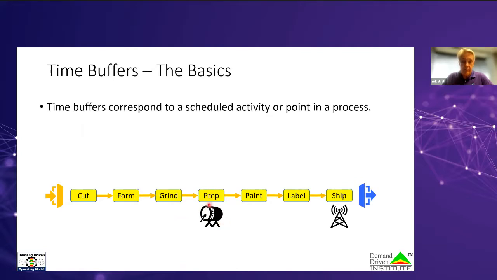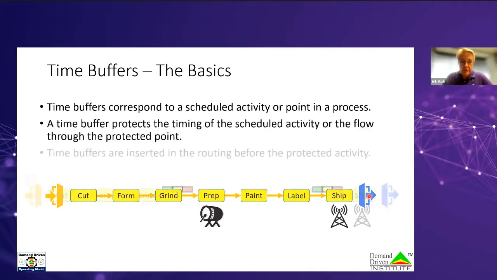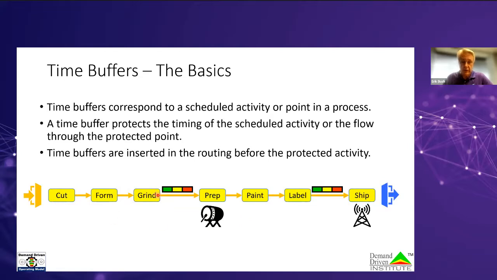Obviously, if this is a prep step and it is the drum, because it takes a long time to get it done correctly, we want to make sure that we are loading this activity in a proper way so that the overall flow is maximized through the whole process and is in a position to be able to absorb whatever variation. So the time buffer that we're going to insert here is going to protect for variation in these upstream steps, where this is like a metal forming environment where we're cutting, we're forming, we're doing some grinding, then it's going to prep, paint, label, and ship, right?